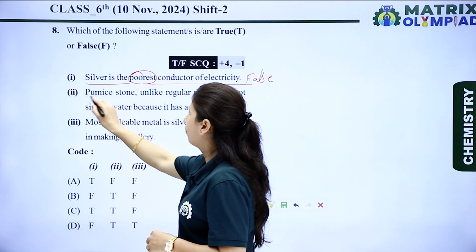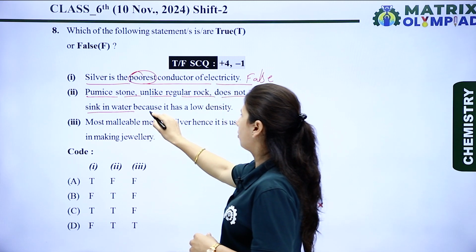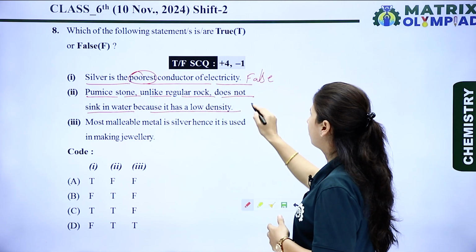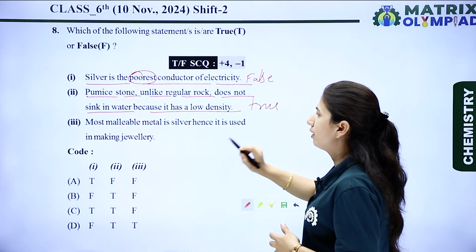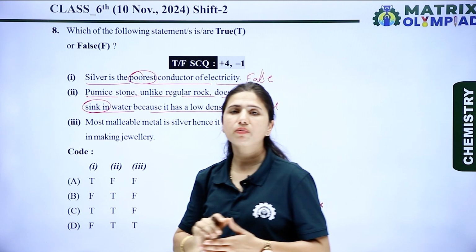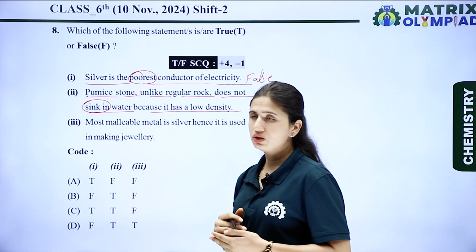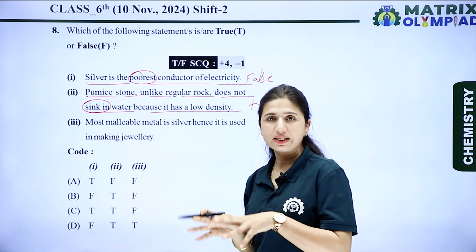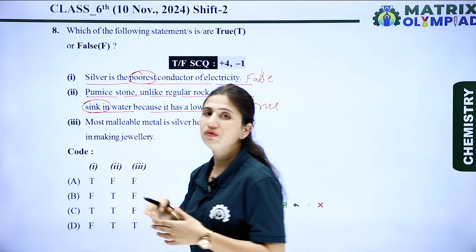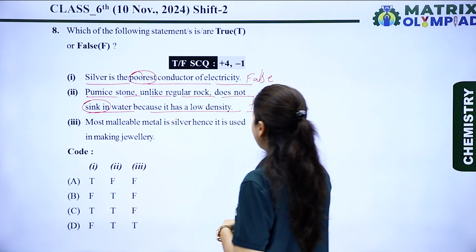Now next is, pumice stone, unlike regular rock, does not sink in water because it has a low density. Yes, it is completely a true statement. We know that pumice stone, unlike regular rock, does not sink in water. They float in water because the density of these substances is less than water. So the substances which have density less than water float on water, and the substances which have higher density than water can sink in water. So this is completely a true statement.